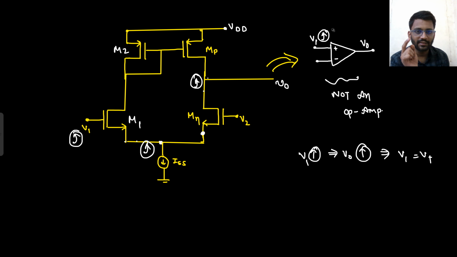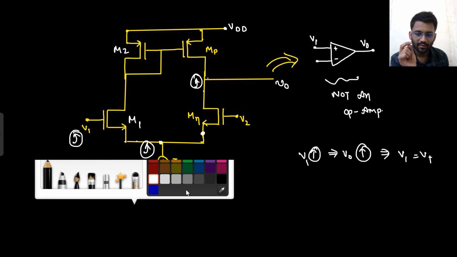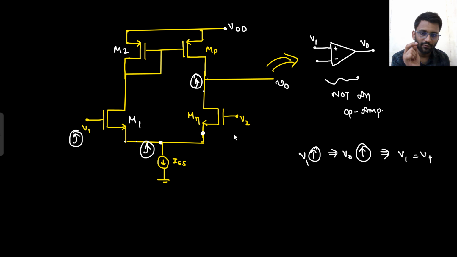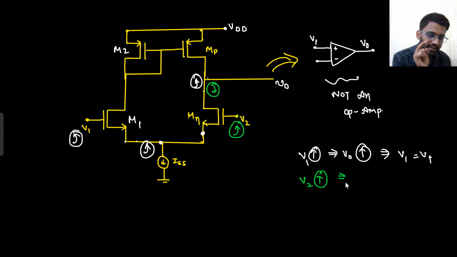What about V2? Let's see about V2. If V2 increases, from here to here, what will happen? There will be 180 degree phase shift. From gate to drain, there is always 180 degree phase shift. So if V2 increases, then your output decreases. So what will be your V2? V2 will be this V negative.